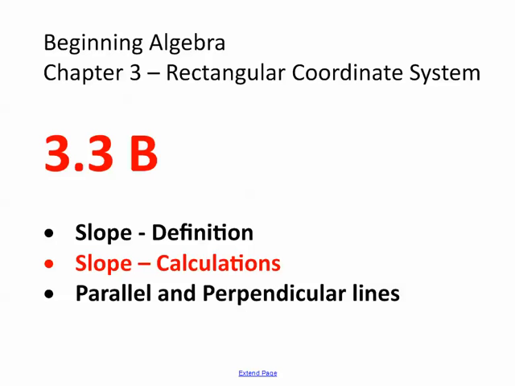All right, here's 3.3b. We're going to do some calculations involving slope. In 3.3a, we found a definition for slope, what it is, and how it relates to real life: slopes of ski slopes, slopes of roofs, things like that. We've got a calculation and a definition as well, so we're going to use that definition to do some calculations involving slope.